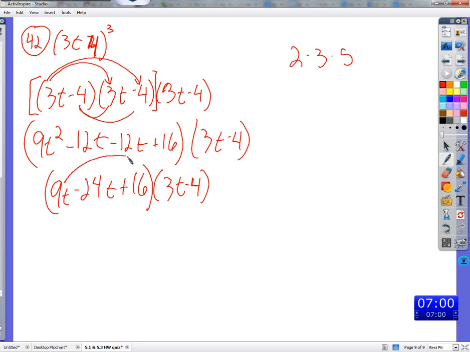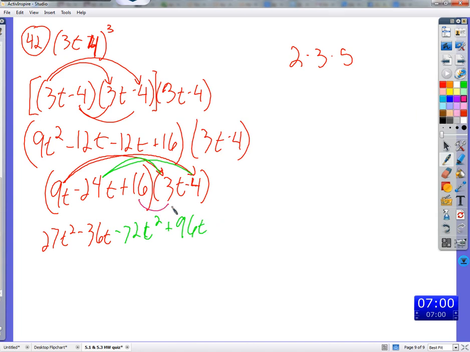So here we go. I don't think we've done this together as a class yet. We're going to distribute these three things over these two things. So 9t times 3t is 27t squared. 9t times negative 4 is negative 36t. Colors are nice to give our eyes a break here. Negative 24 times 3, negative 72t squared. Negative 24t times negative 4, positive 96t. Distributing the 16? 16 times 3 is 48, minus 64.